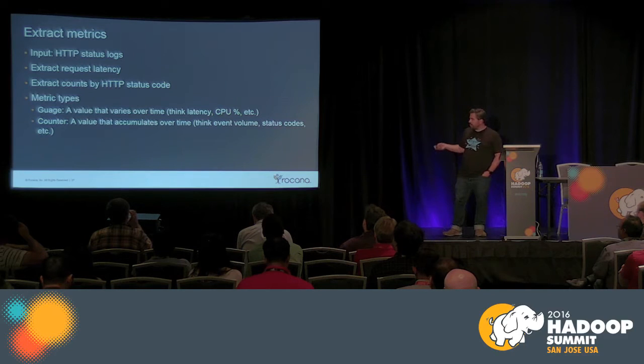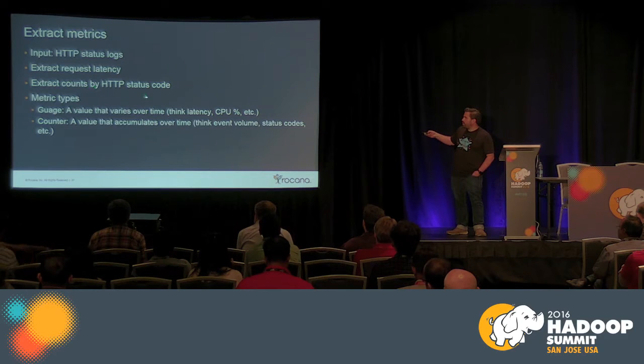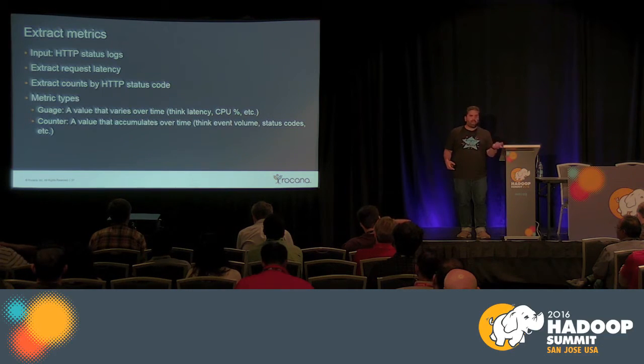So in this case, the input's going to be HTTP status logs. We're going to extract the request latency, so the amount of time that the HTTP request took. We're also going to extract counts by HTTP status code. So if you have an HTTP response of 403 or 400 or 200 or whatever it is, you want to count every event that had that particular status code.